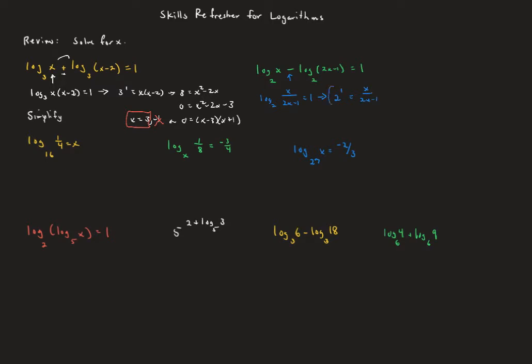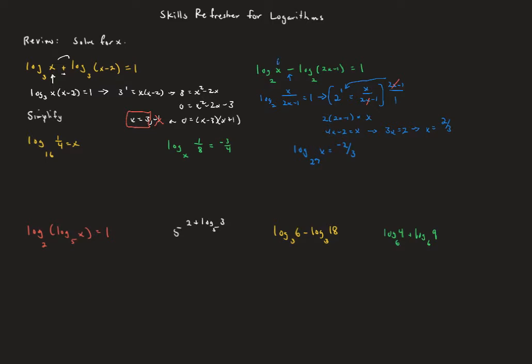We can multiply by that denominator, 2x minus 1. So that's going to make these cancel, but it will hit that 2 over there. So we get 2 times the 2x minus 1 is equal to x. So distributing, we're going to get 4x minus 2 equals x. So if we subtract the x and add the 2, we'll get 3x equals 2, which means that x is 2/3.